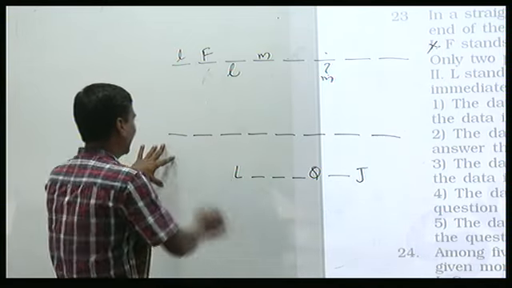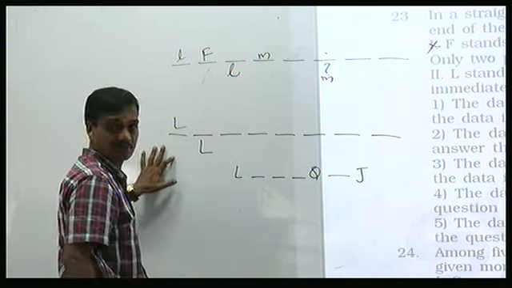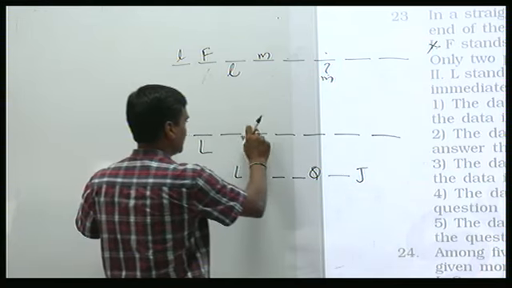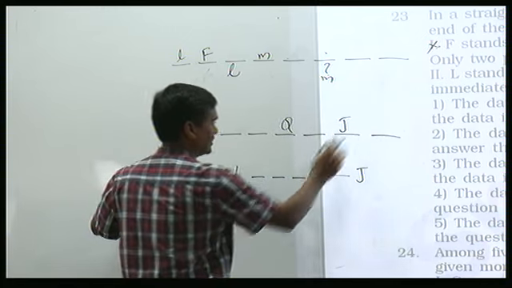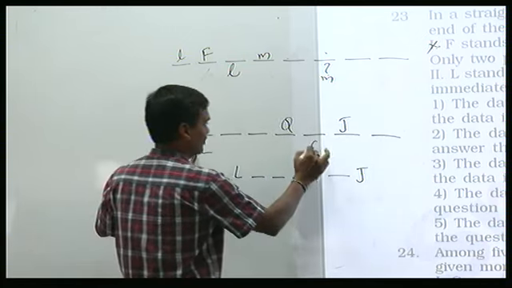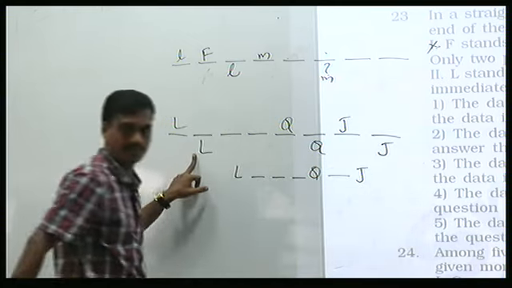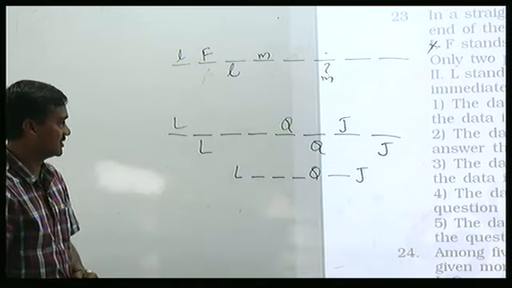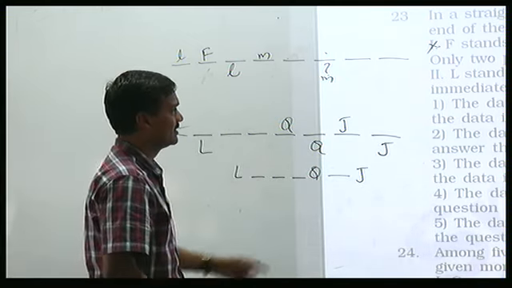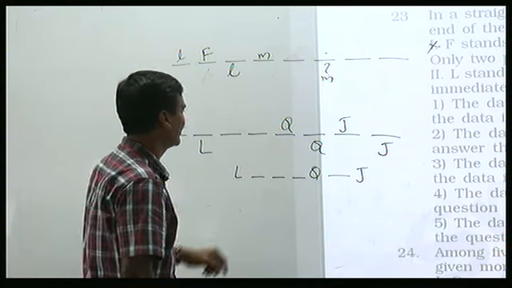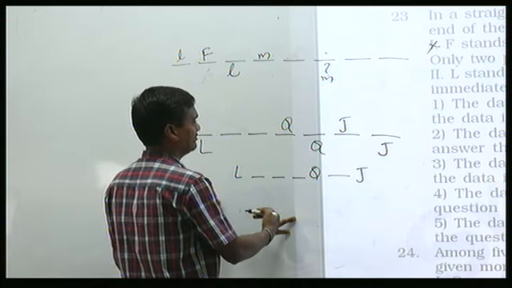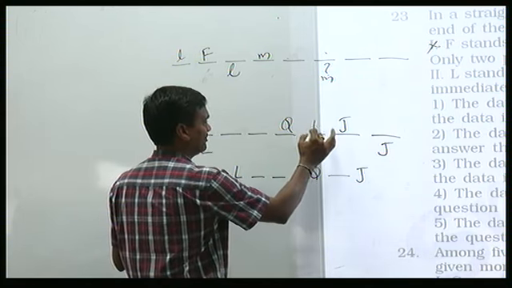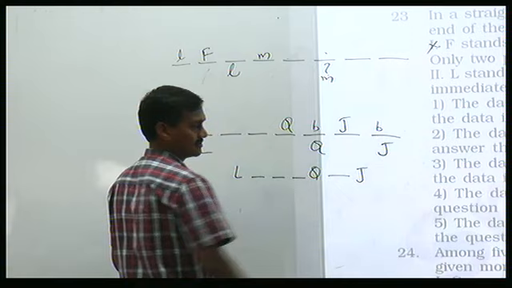Hence, L can be here or L can be here. If L is here, 1, 2, 3, 4. Isn't it? Q will be here, J will be here. Or if L is here, Q will be here, J will be here. How many possibilities? 2 possibilities. And at the same time, B stands to the immediate left of J. As B is to the immediate left of J, B can be either here or B can be here.